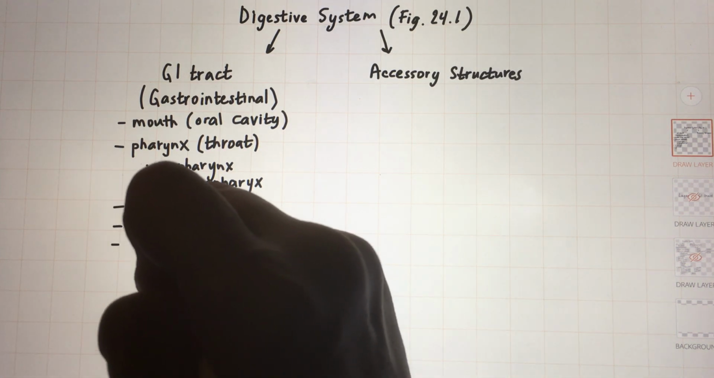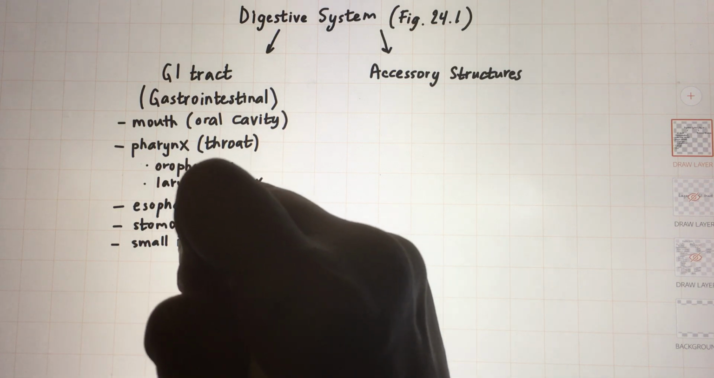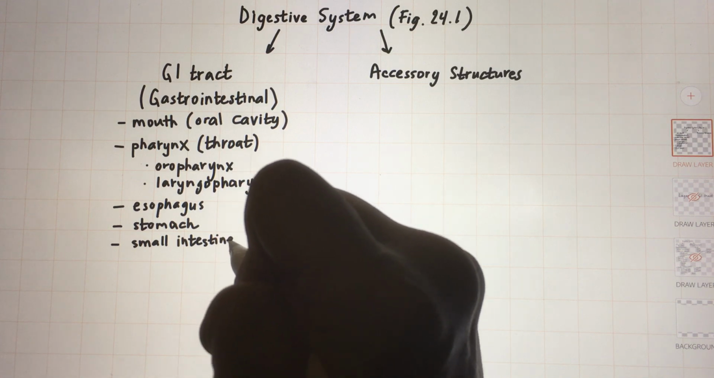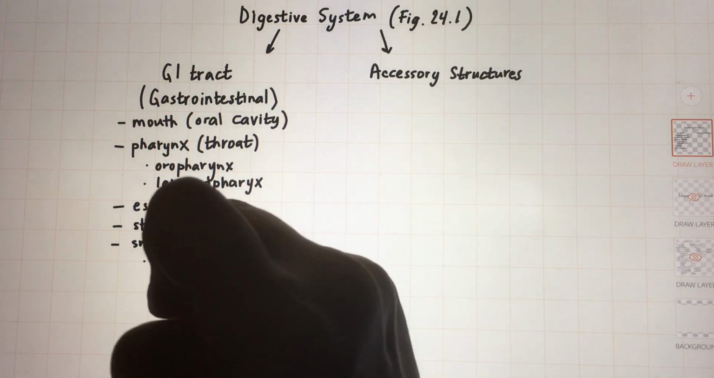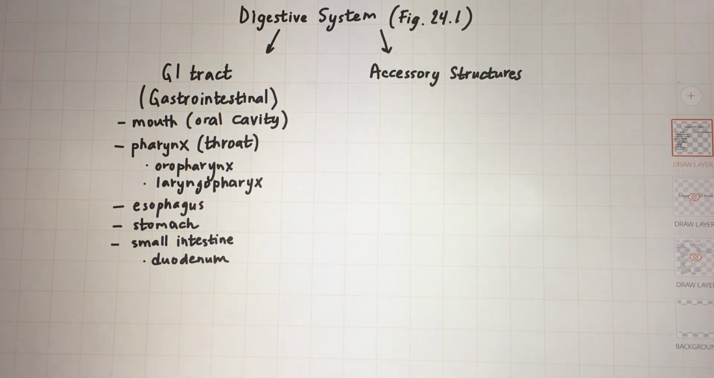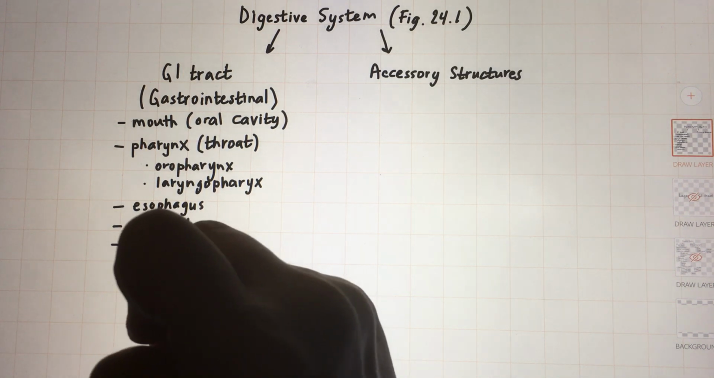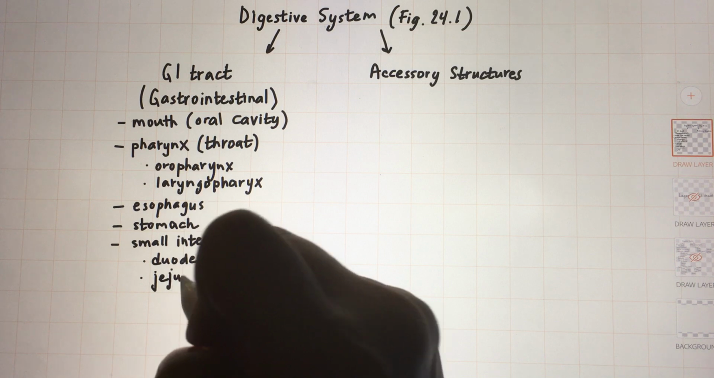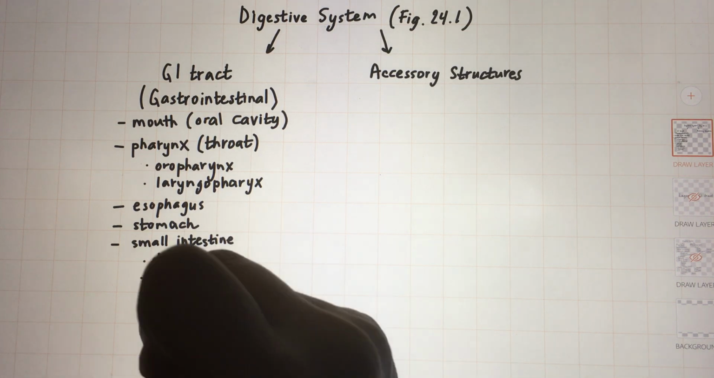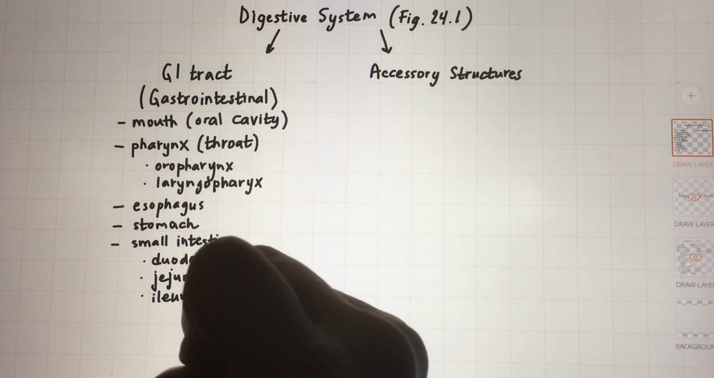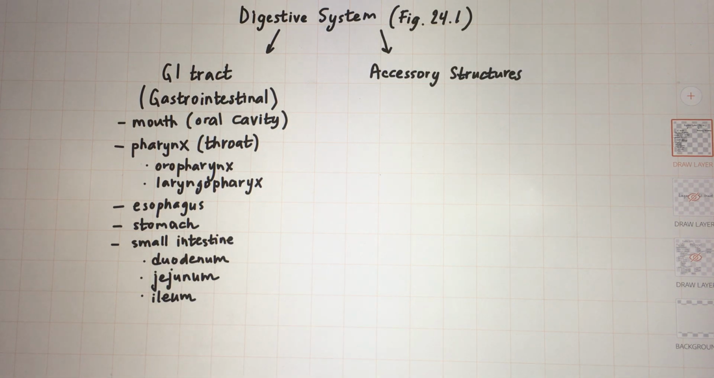The small intestine is the next part of the GI tract. The small intestine is made out of three parts. The first part of the small intestine is the shortest. It is called the duodenum. The second part of the small intestine is very long. It is called the jejunum. And the last part of the small intestine is called the ileum. It's the lowest part of the small intestine located in the pelvic region.